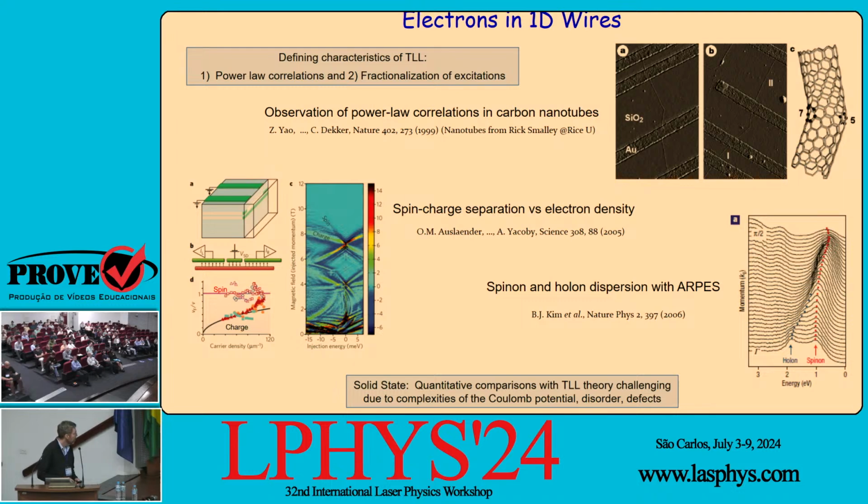And the reason is that in solid state, these quantities are much more complicated than they are with cold atom systems. And it's difficult to make comparisons with theory because of the complexities of things, for example, the Coulomb potential and disorder and defects.